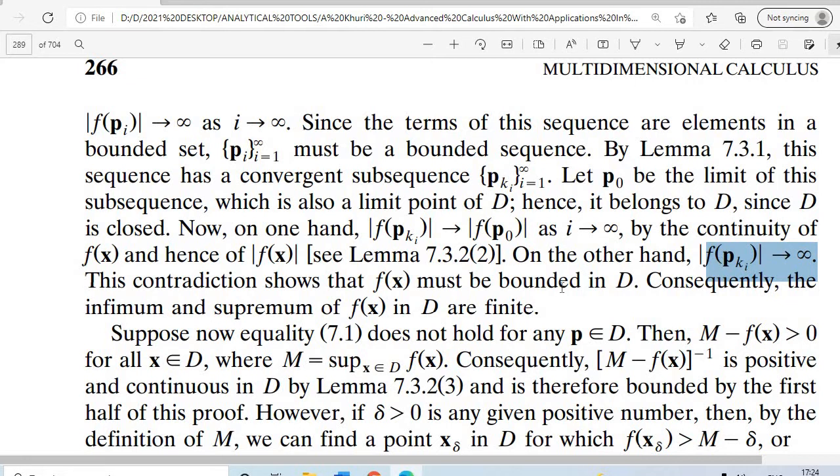So we should not assume that f of x is not bounded. That means we must have f of x is bounded.